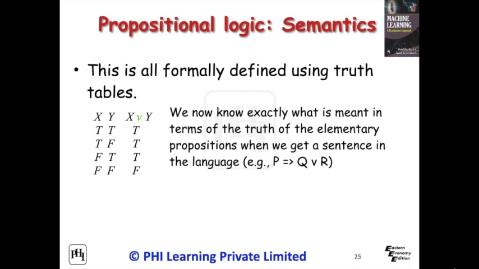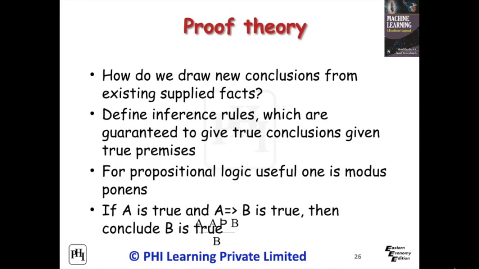Any sentence in a language is explained with syntax and semantics. To explain syntax, we need to look at the legitimate expressions. The legitimate expression in predicate calculus is known as a well-formed formula. We can define inference rules, which are guaranteed to give true conclusions given true premises.